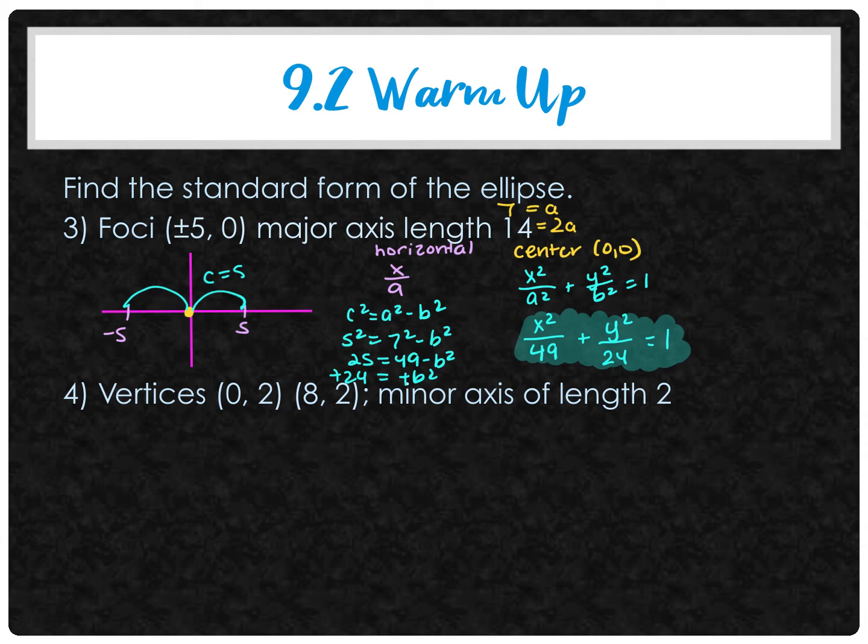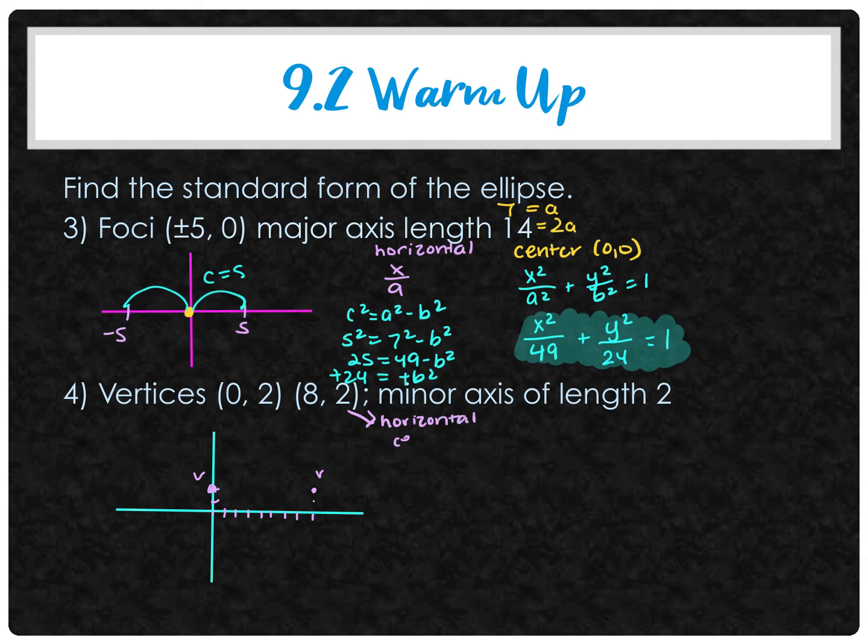Number 4 says vertices (0, 2) and (8, 2). So if I were to draw this out, (0, 2), and 1, 2, 3, 4, 5, 6, 7, 8, 2. Those are my vertices. So already I know it's horizontal.